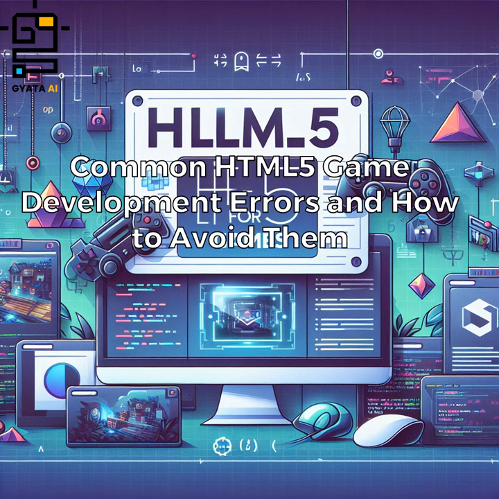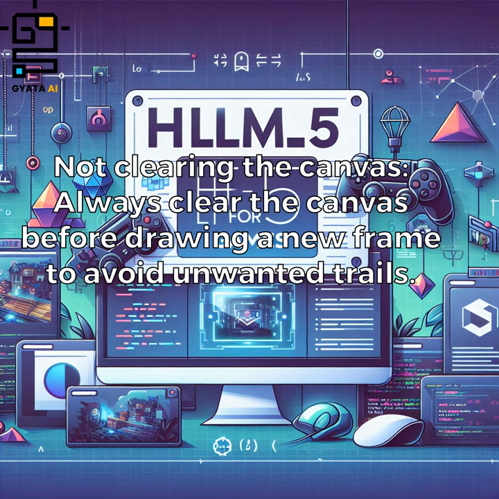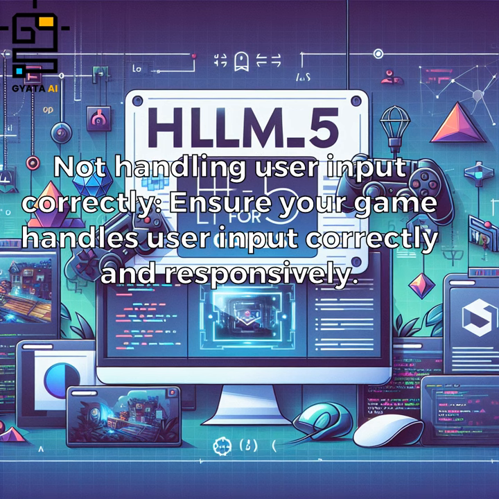Common HTML5 game development errors and how to avoid them. Misunderstanding the coordinate system: remember, the top left corner of the canvas is 0, 0. Not clearing the canvas: always clear the canvas before drawing a new frame to avoid unwanted trails. Not handling user input correctly: ensure your game handles user input correctly and responsively.